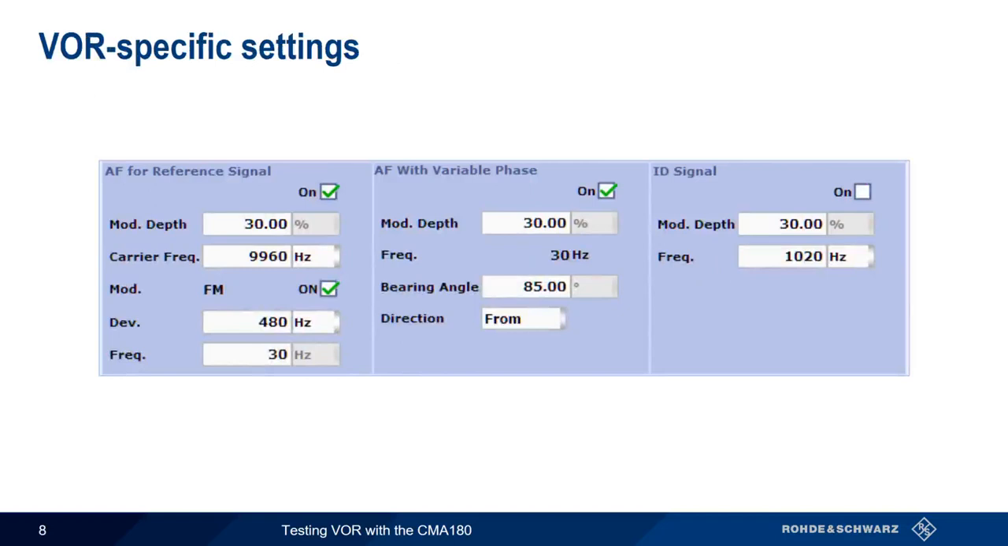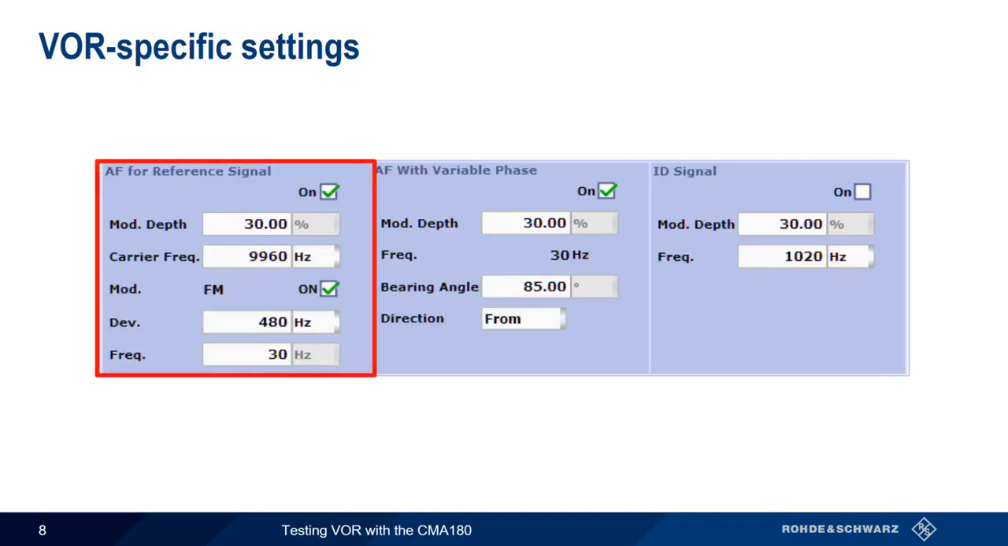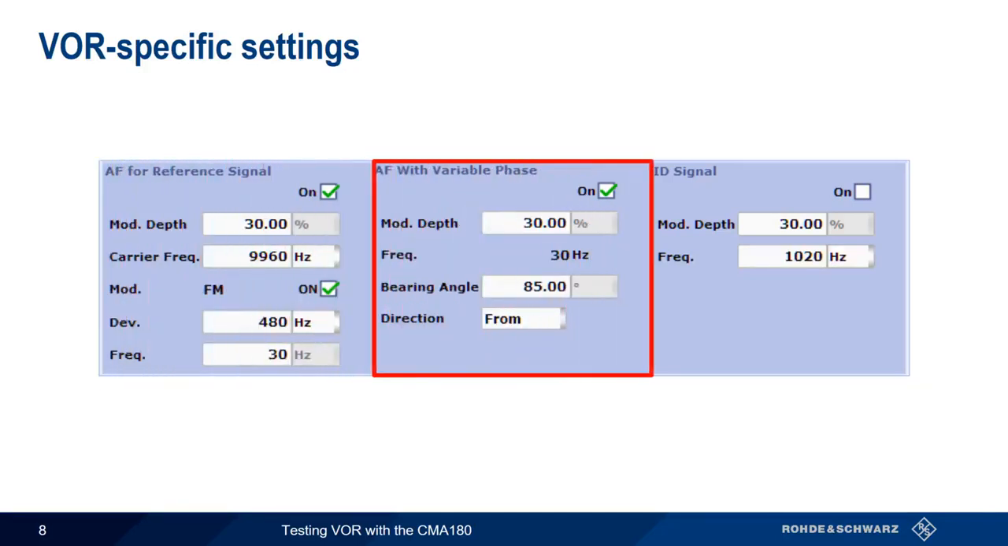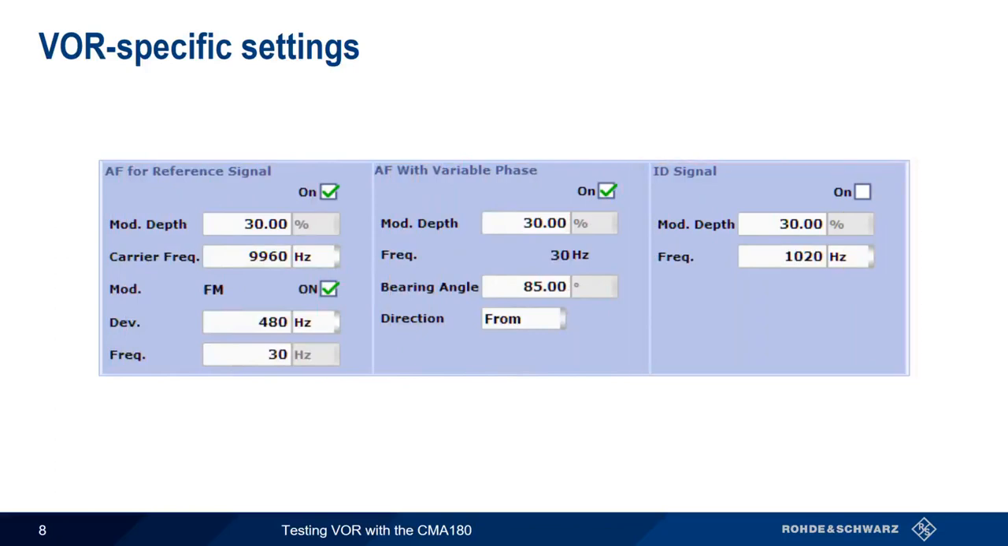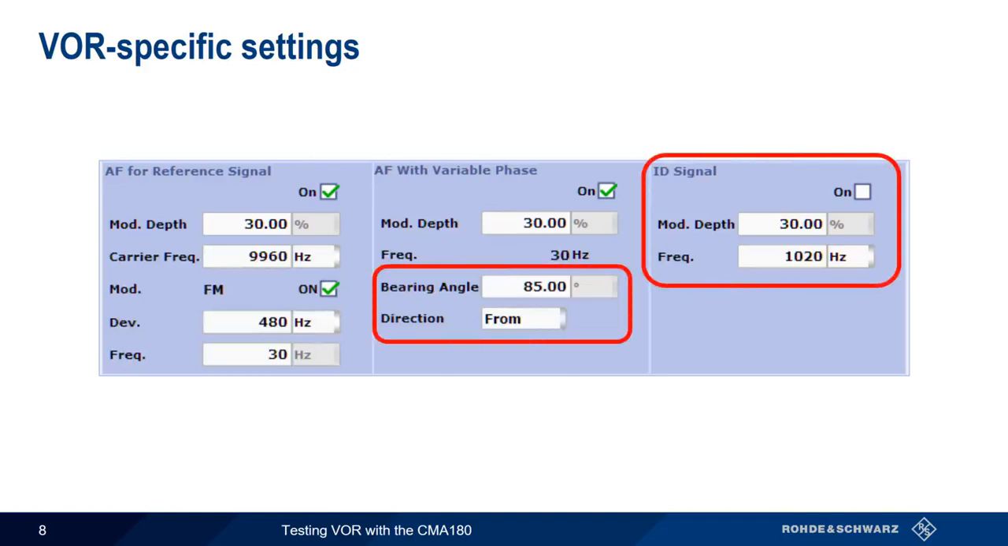Under VOR-specific settings are three boxes, each corresponding to a component of the VOR signal: the reference signal, the variable signal, and the COM ID signal. In most cases, these parameters should be left at their default values when simulating a realistic VOR signal. The only VOR parameters that are commonly changed during simulation or testing are the bearing angle and the ID signal. Let's look at both of these in a little more detail.